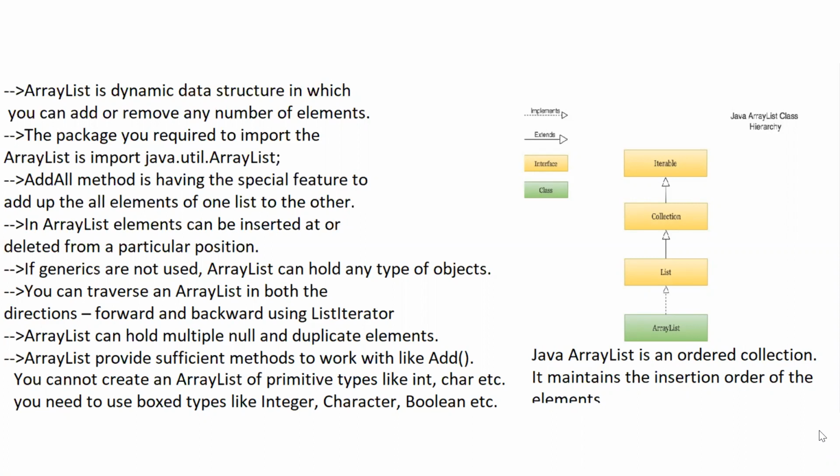Now you cannot create an ArrayList of primitive types like int or char, because ArrayList always belongs to objects, right? ArrayList always works with objects. Okay, so ArrayList is an ordered collection. It maintains the insertion order of the elements. That is the hierarchy of ArrayList.